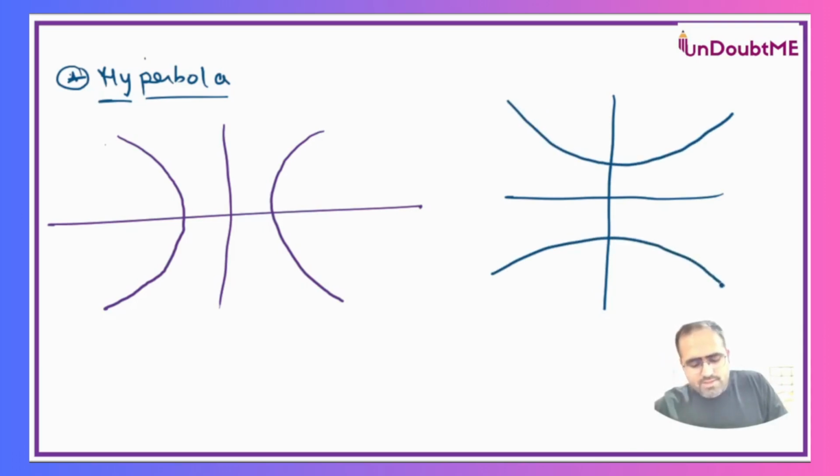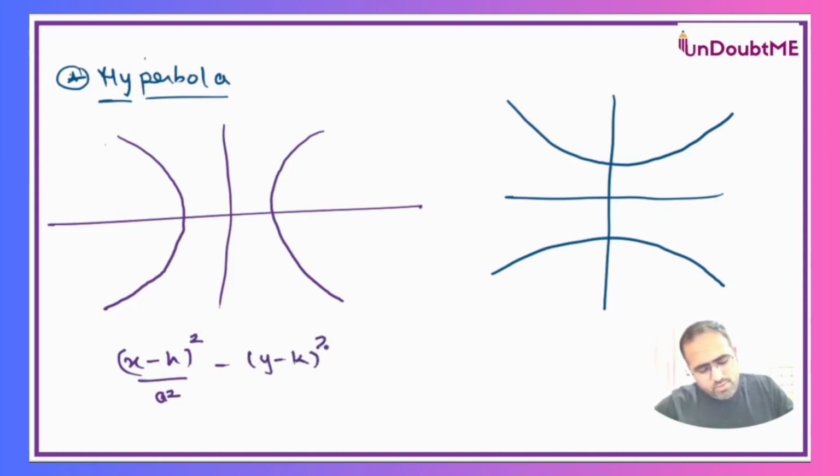Okay, so hyperbola is like this. It looks like this. It is always present in two different branches. So the equation for the horizontal one will be (x minus h) whole square over a square minus (y minus k) whole square over b square is equal to 1. The only difference between the equation of ellipse and hyperbola is this minus sign. Over there it was plus, here it is minus. Rest everything is the same.